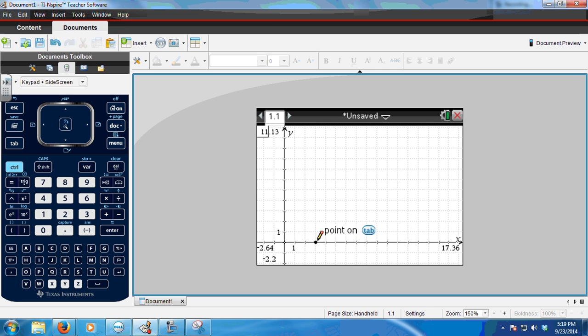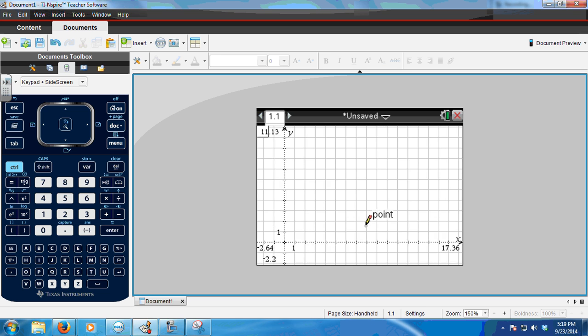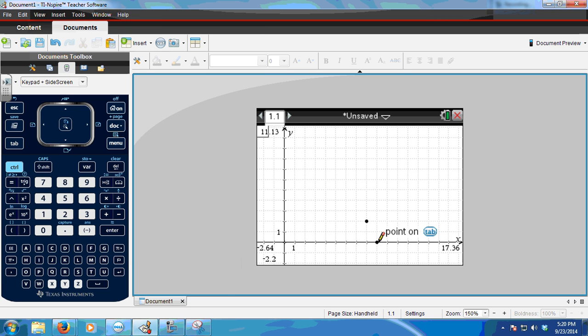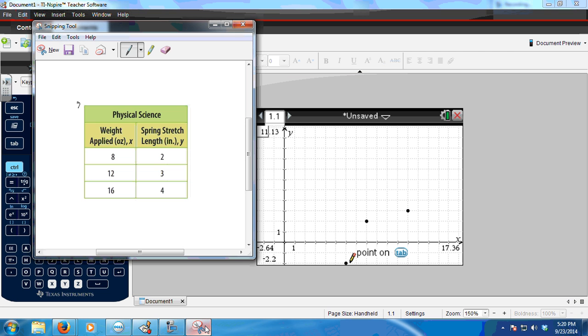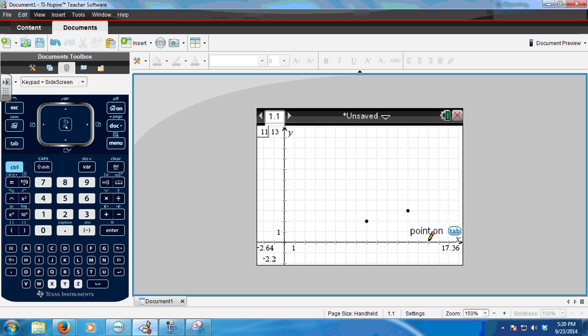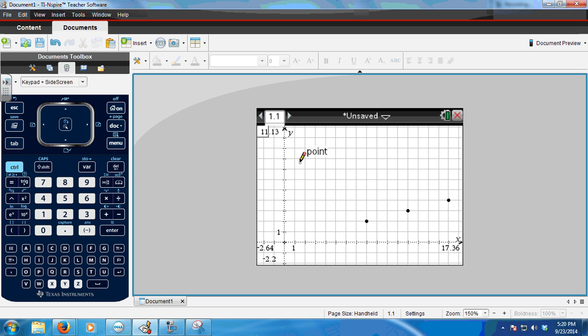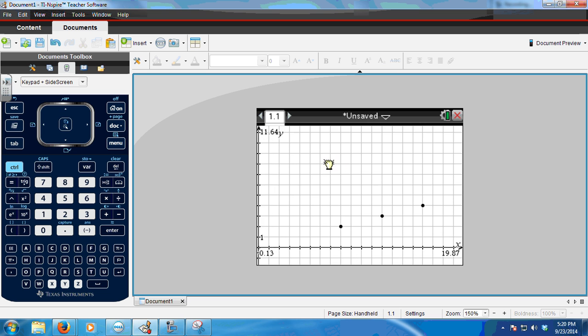So 8, 1, 2, 3, 4, 5, 6, 7, 8, and 2. My next point is 12, 3. So 8, 9, 10, 11, 12, 1, 2, 3. And the last point is 16, 4. So 12, 13, 14, 15, 16, and 1, 2, 3, and 4. Just to make sure that I actually plotted these in the correct place.